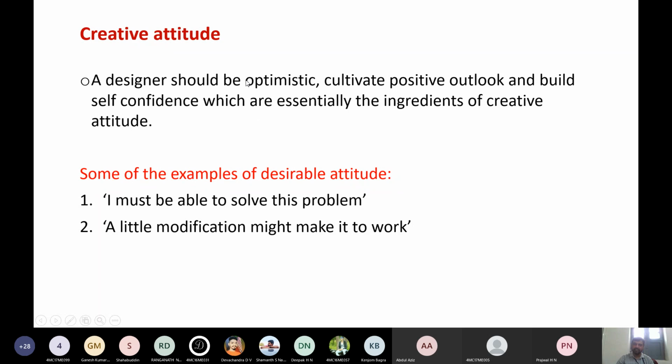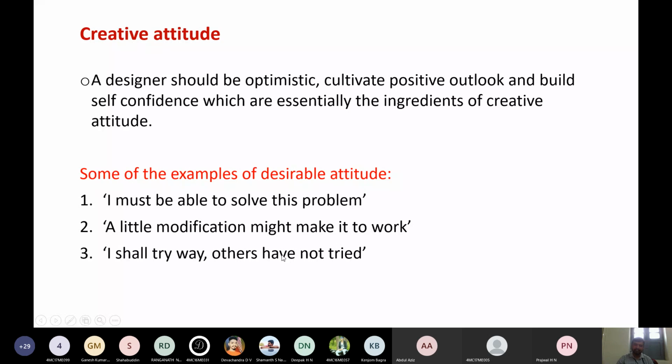Again, it is because of the attitude towards solving this problem. Similarly, a design engineer also should have a similar approach. He should not get distracted by the failures, but motivated by the failures. You should go on working.